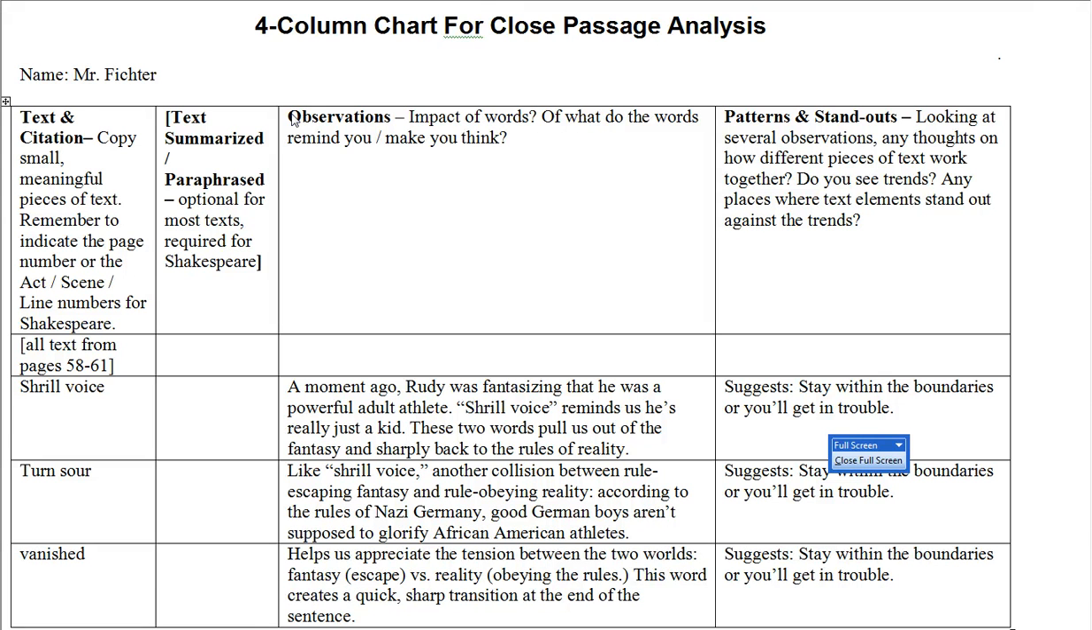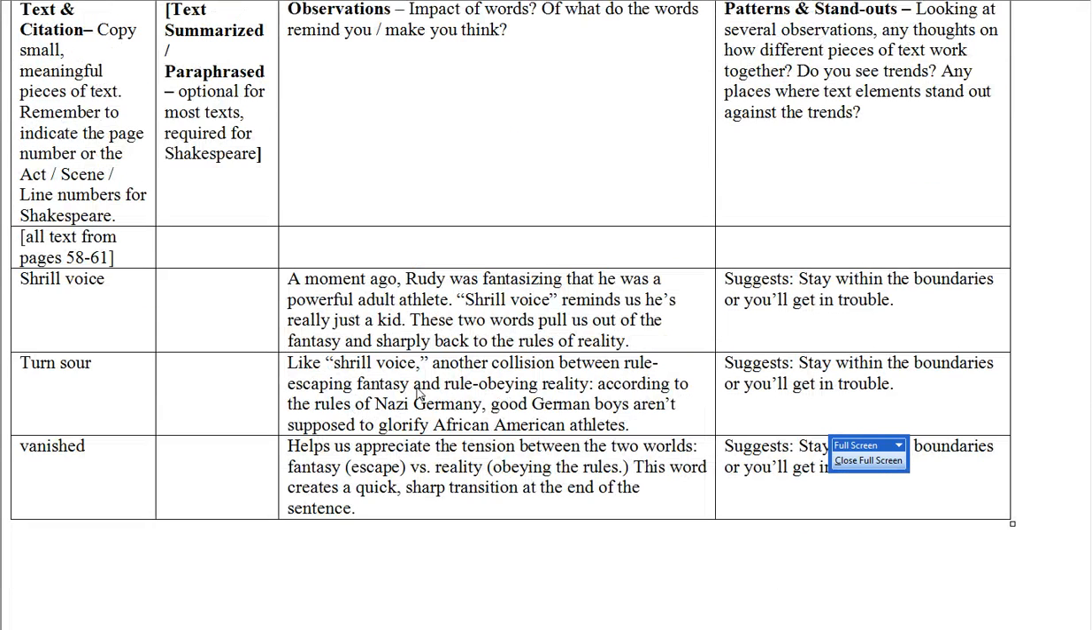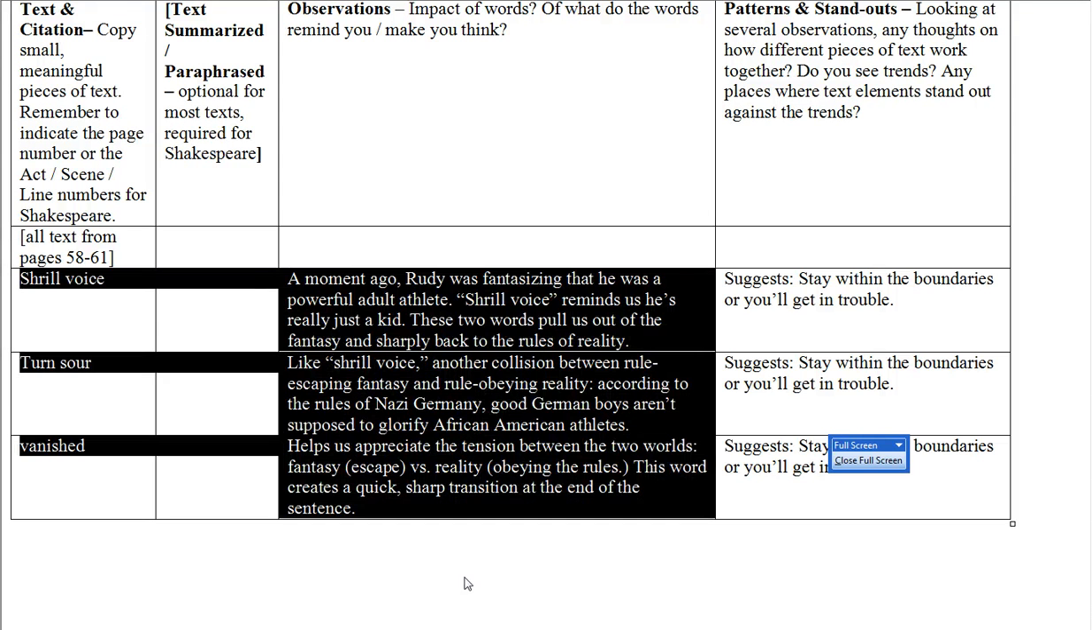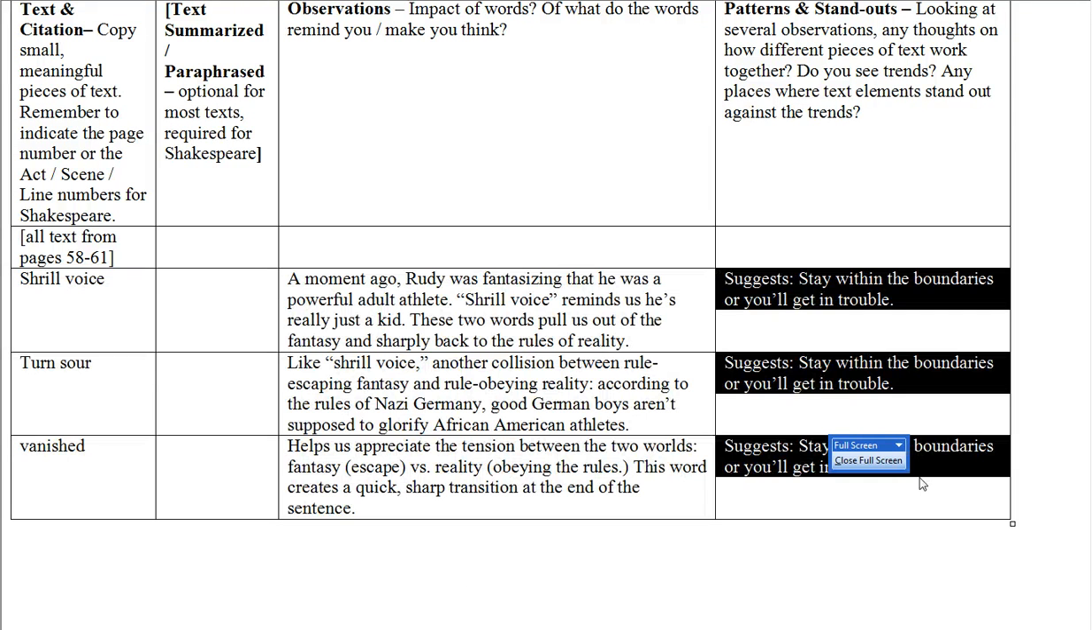So I'm going to read over my observations really closely. And that's going to help me. So I read over my observations for shrill voice, turned sour, and vanished. And I realized that all these things have to do with boundaries. Rudy was imagining that he was Jesse Owens, a super athlete, but then he sees his dad, he gets in trouble, he hits the boundaries of reality. So I put a note about that because all 3 of these passages seemed to be working the same way. I'm beginning to see a pattern.